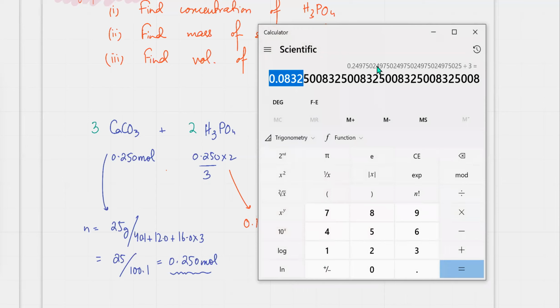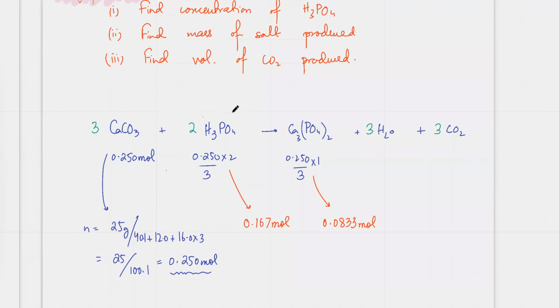So just follow this. Try not to round off things, keep the numbers on your calculator. Don't round off things on your calculator. But anyways, we are still getting 0.0833. So what about the moles of these two things? They're going to be the same, 3:3. So that's exactly the same.